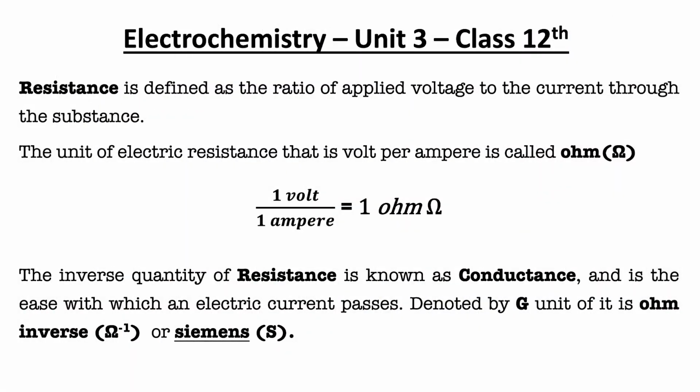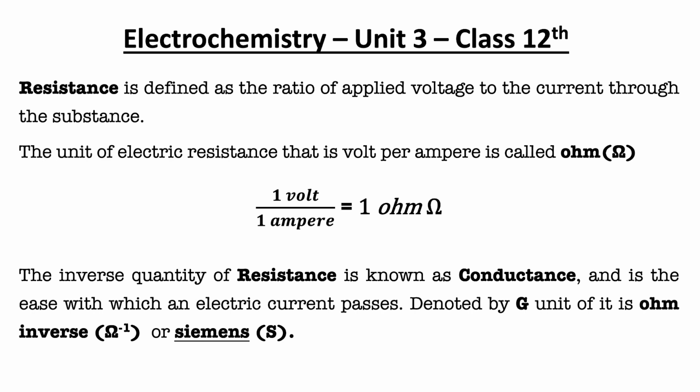Resistance and conductance are very new terms for you, which you will be studying in this lesson. Resistance is defined as the ratio of applied voltage to the current through the substance, that is, R is equal to V upon I. We know that the unit of potential difference is volt and the unit of current is ampere. So 1 volt upon 1 ampere is equal to 1 ohm. Ohm is the unit of resistance.